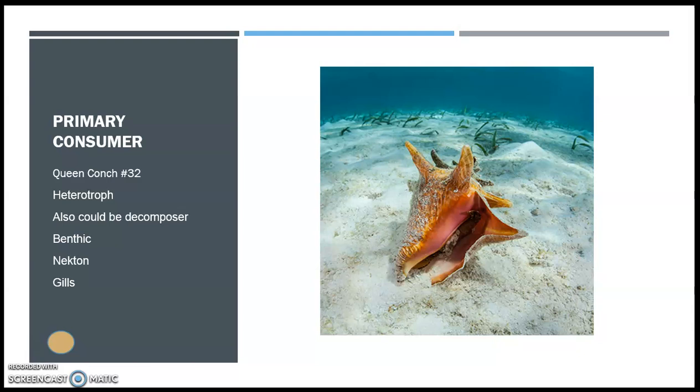Alright, so the queen conch is a herbivore and resides on the bottom of the seafloor. They feed on macroalgae, seagrass, and detritus, which is an organic matter produced by the decomposition of organisms. So I could have technically said that the queen conch was a decomposer also, but in this it works as either the consumer or a decomposer.